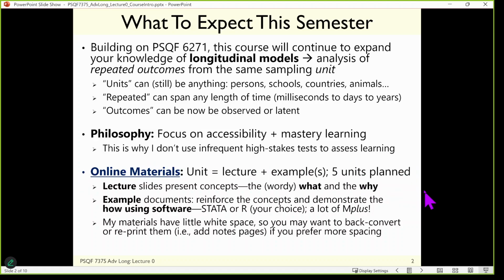I only have 5 units planned in this class, so we will have a combination of lecture and examples, 1 or more in most cases. The last couple weeks are still to be determined because I'm not sure how long the projects are going to take based on how many there's going to be. As usual, the lecture slides give you the why and the motivation. The examples are going to give you the how using annotated syntax and output, emphasizing Stata, R, and M+ this semester.